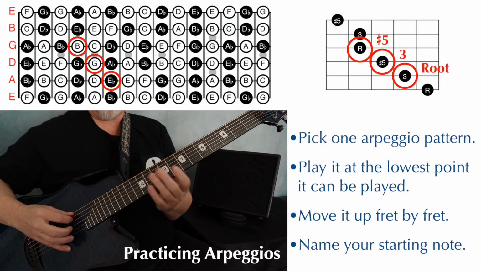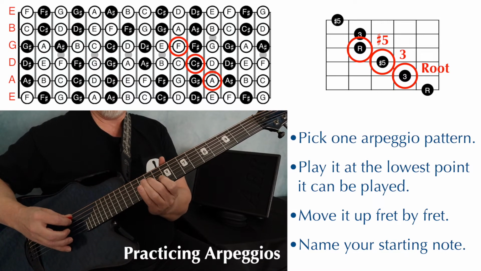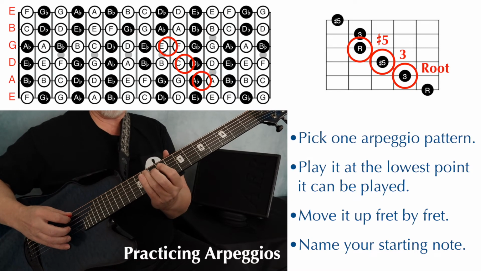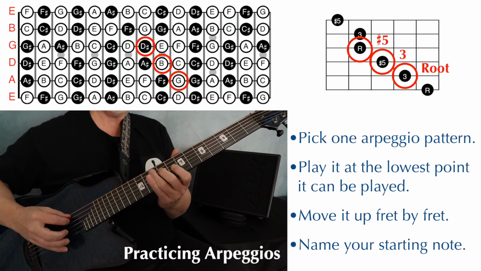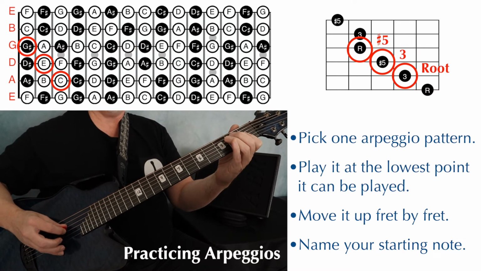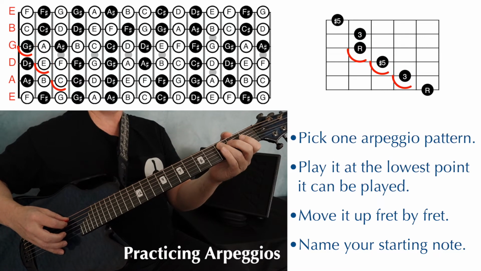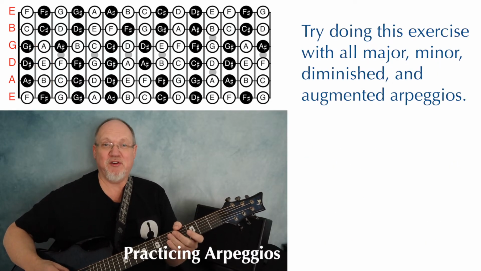Work your way up to maybe the 12th fret, so that would be an A augmented, and then back down, A flat augmented, G augmented, and then work your way back down to where you started on the C augmented. And you could do this with all your major, minor, diminished, and augmented arpeggio patterns.